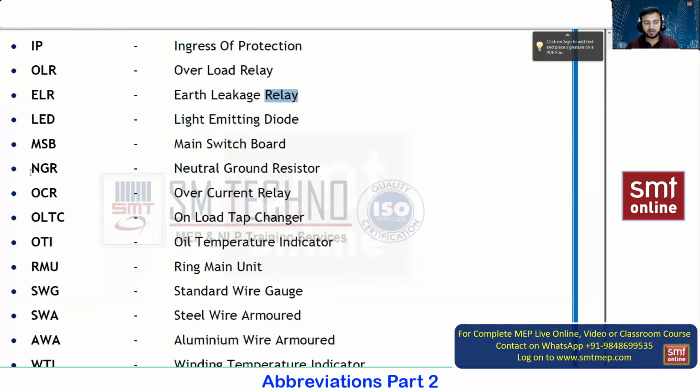Next, we're talking about the NGR, neutral ground resistor. This is actually a type of connection done on the transformer side. Neutral ground resistor, a type of connection, you can write it down or remember it.